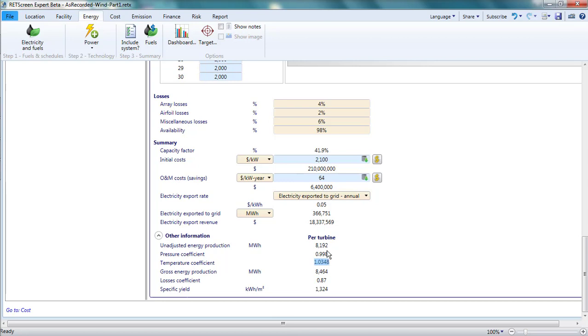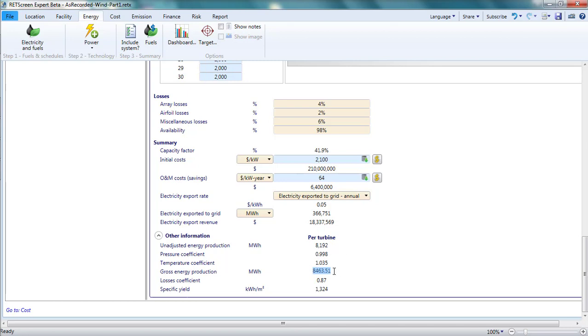The combined effect of the pressure and temperature coefficients is reflected in the gross energy production per turbine. It is not much different from the unadjusted value. While the accuracy of the estimate of the site wind speed is critical, the energy production estimate will not be much affected by minor errors in the site temperature and pressure estimates.